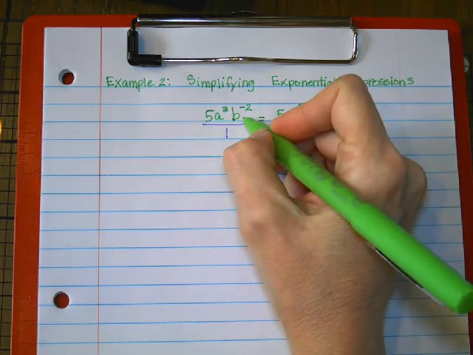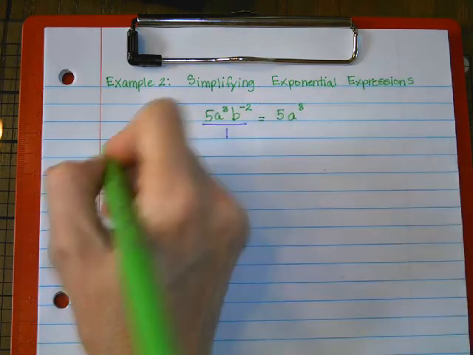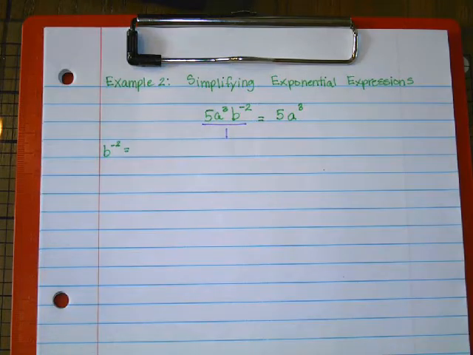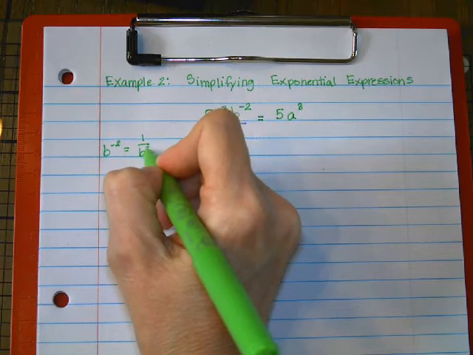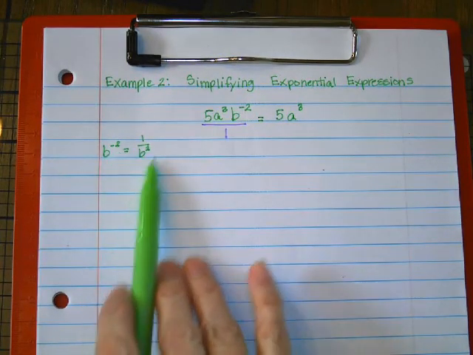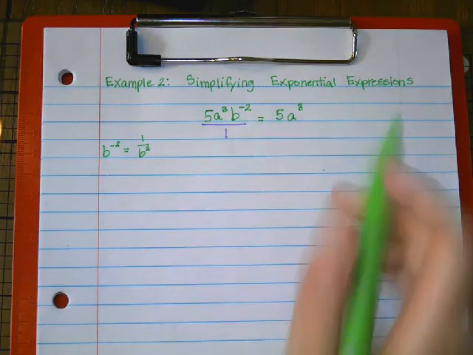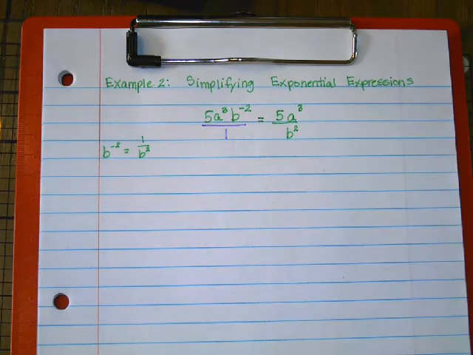Our b, however, is raised to the negative 2 power. And we learned earlier that if we have b raised to the negative 2 power, we can rewrite this as 1 over b to the second power. So notice now my b to the negative 2 is written in the denominator with a positive exponent. So my b to the negative 2 must move to the denominator to get a positive exponent of 2.